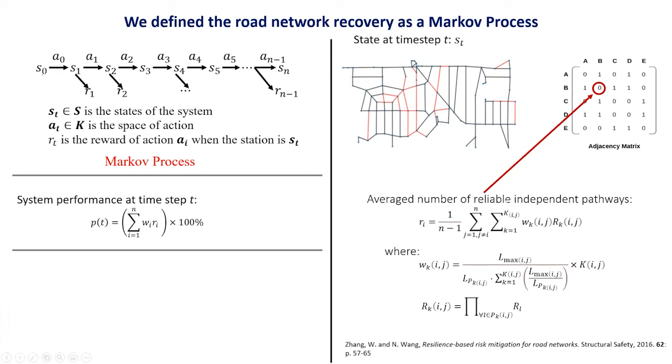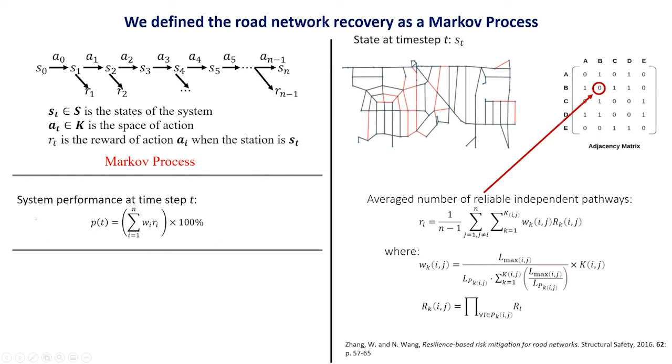It should be mentioned that this value of the reliable independent pathways was proposed by Dr. Wang in 2016. We do not modify any factor in their equations for the system performance evaluation. So basically, we directly applied a resilience concept that was already proposed in the previous study. With that said, we have found a way to represent the current state of the road network.